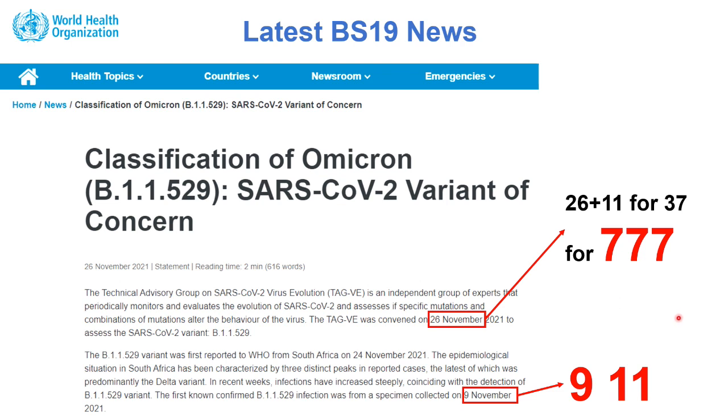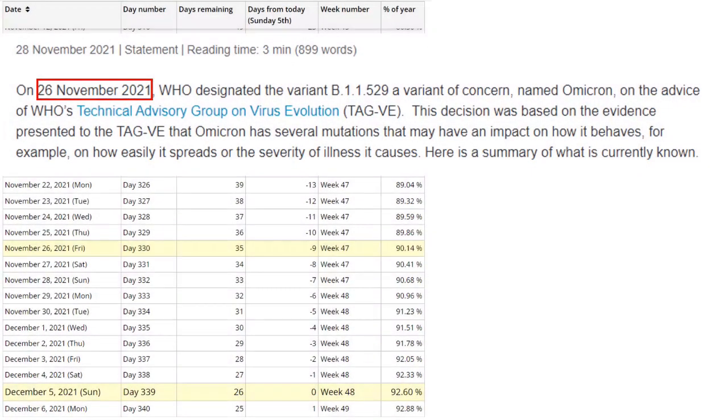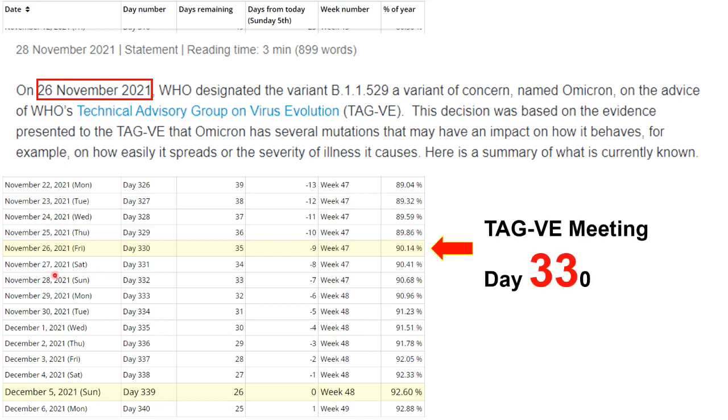So a little bit of code to start with, but bear in mind this date here, when it was first announced as a variant of concern, and let's have a look at what day that was. So here it is. This is a little bit off the WHO website. On the 26th of November, WHO designated the variant a variant of concern and named it Omicron. So here we are, look, this is today's date, November the 26th, and we've of course got day 330, so there's our 33 for Masonry.